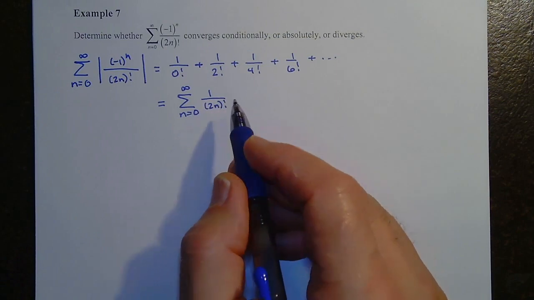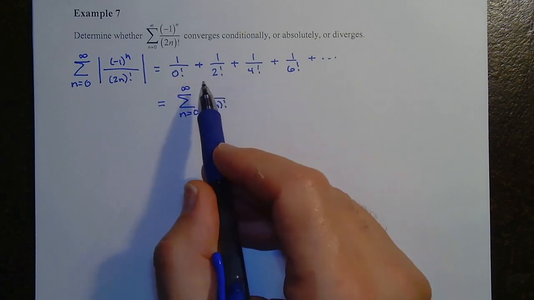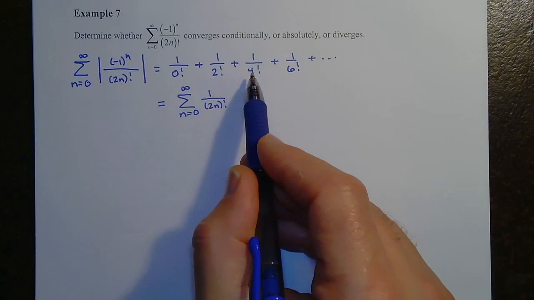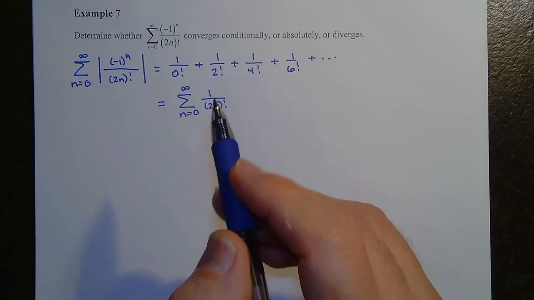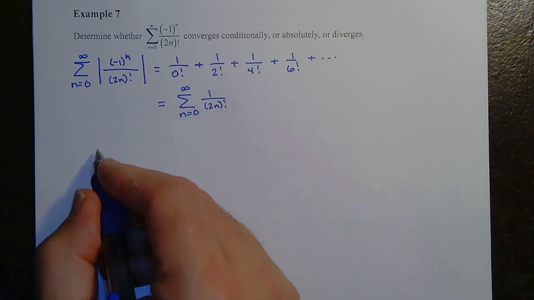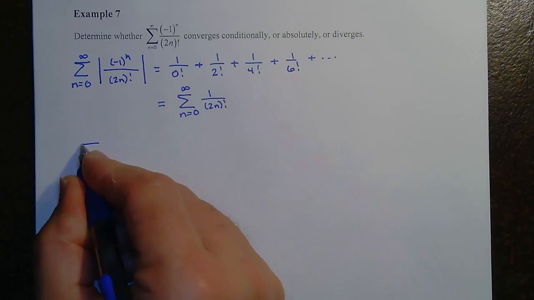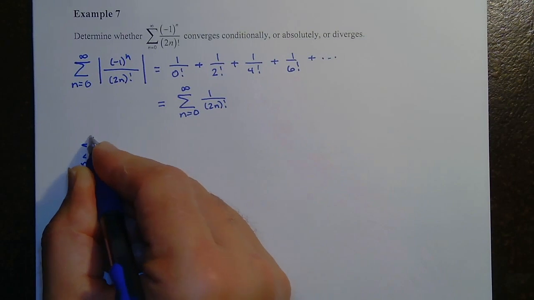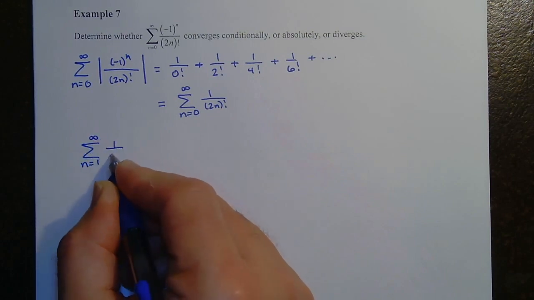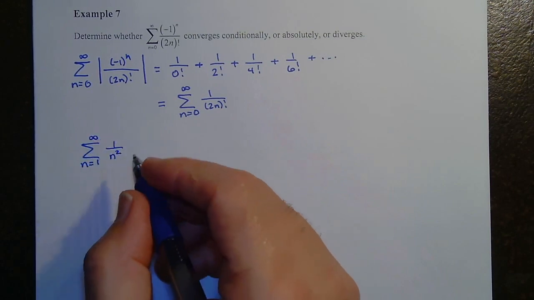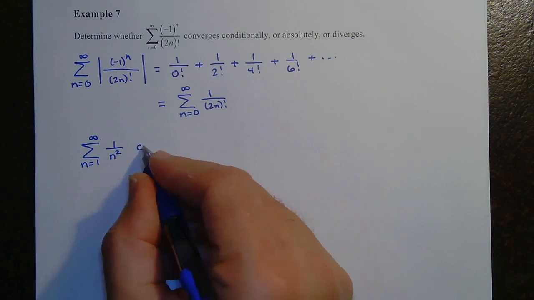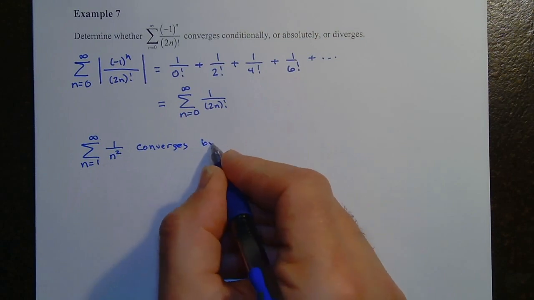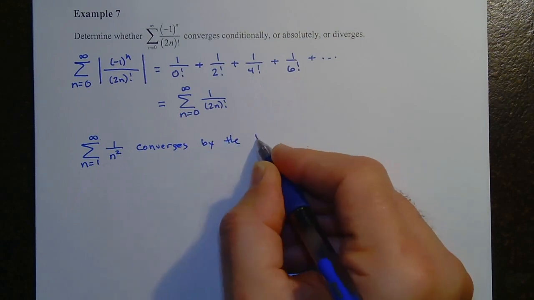These are going to grow faster than anything else. So if you look term by term, 1 over n squared, these numbers are actually going to grow faster. So if we look at this series, the sum from n equals 1 to infinity of 1 over n squared, we automatically know that this one converges by the p-series test.